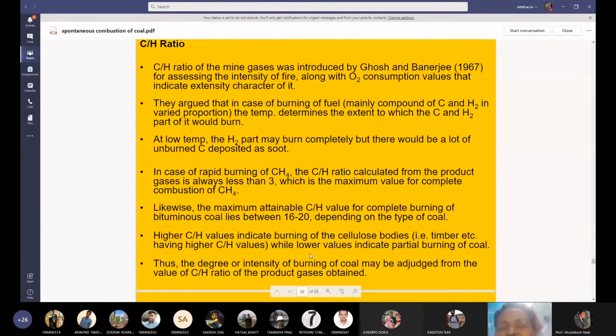After spontaneous combustion of coal, the coal will burn and the gases which are produced will be used for calculating the difference.